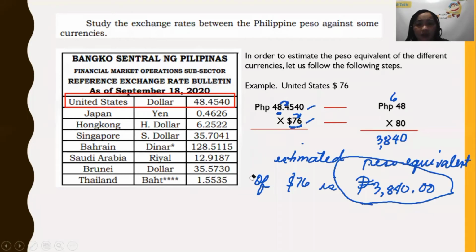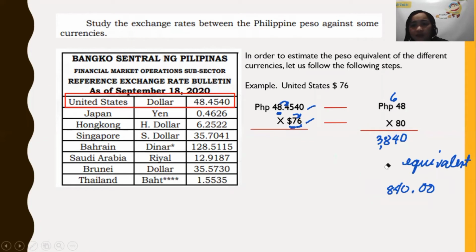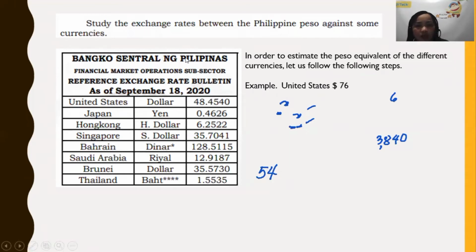Now let's have another example. What if we are to get the estimated value of 54 yen in peso? Again, what if we are to get the estimated value of 54 yen in peso? Now, hanapin natin si yen. Yen is here. Ang isang yen daw ay ito equivalent sa peso. Now, we are going to multiply. Let's erase this.